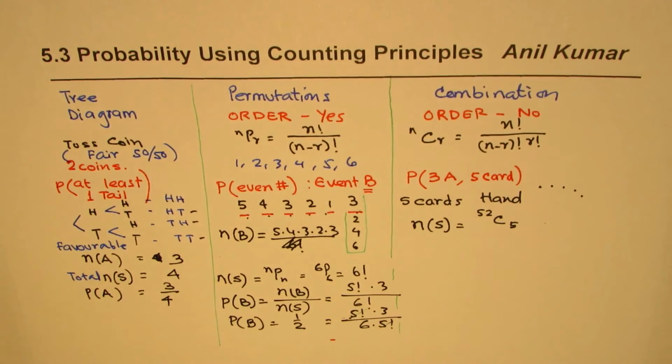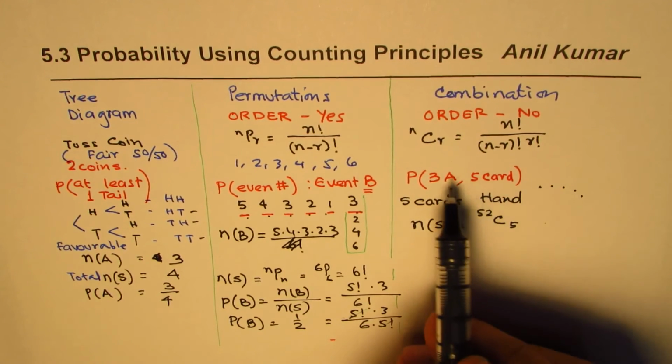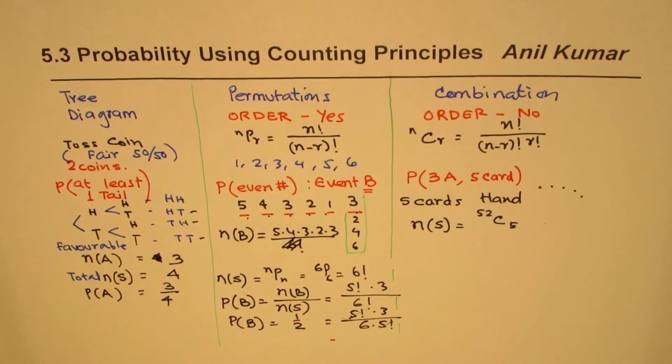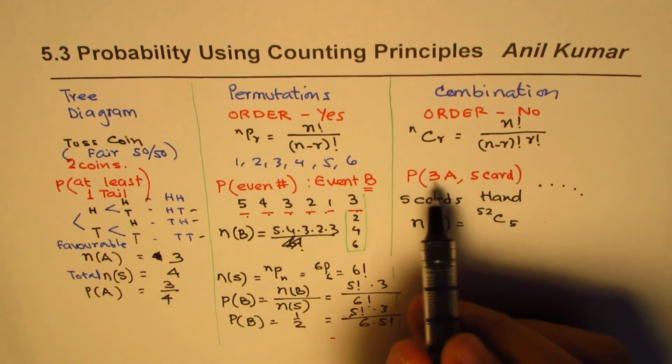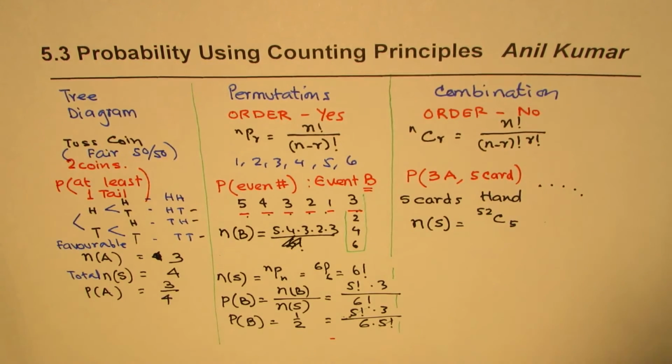That means we are getting three aces, right? We are getting exactly three aces out of five cards. We are not saying at least. We could have said at least to make it more complicated, but we'll take that later. If I say at least, then this means we have combination for three aces or four aces, correct? So that will become at least three aces. I'm taking just three aces.